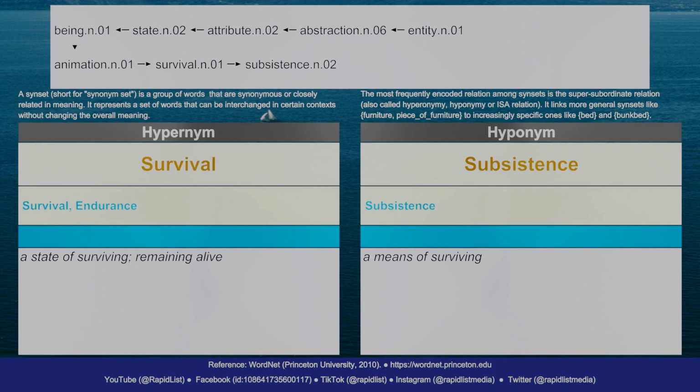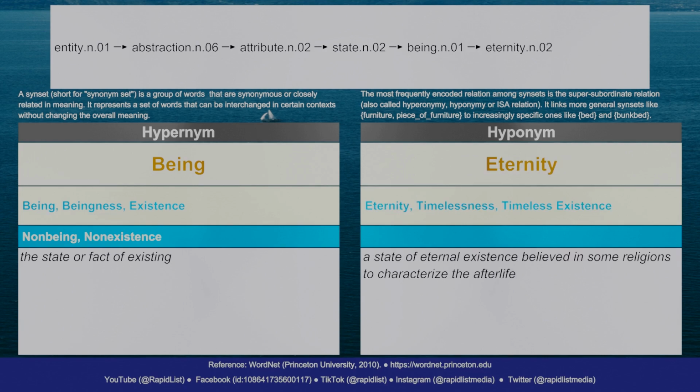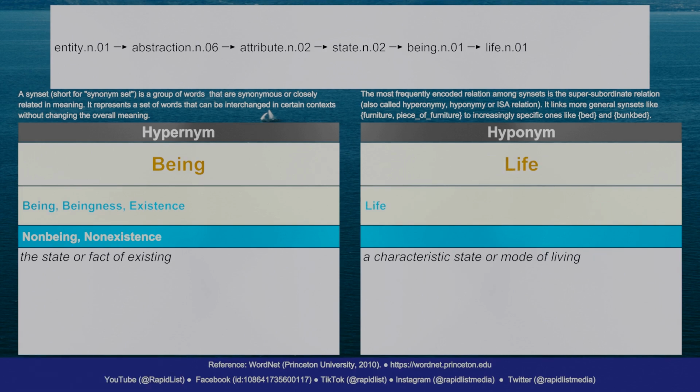Subsistence. The means of surviving. Farming is a hard means of subsistence. Coexistence. Existing peacefully together. Eternity. A state of eternal existence believed in some religions to characterize the afterlife. Life. A characteristic state or mode of living. Social life.